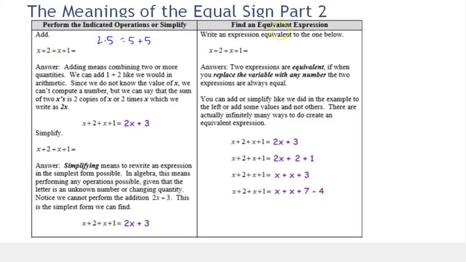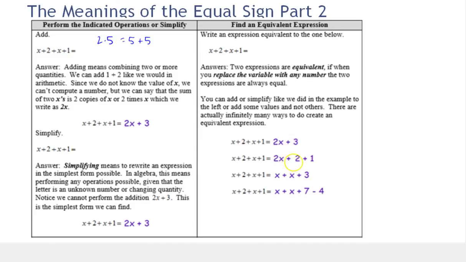Now looking at equivalent expressions, we saw this was a little bit different with numbers, and it's the same idea with expressions. We're going to be a little bit more specific with our definition, though. Two expressions are equivalent if when you replace the variable with any number, the two expressions are always equal. So 2x plus 3, what we found here, is an equivalent expression, but there are lots of different equivalent expressions.